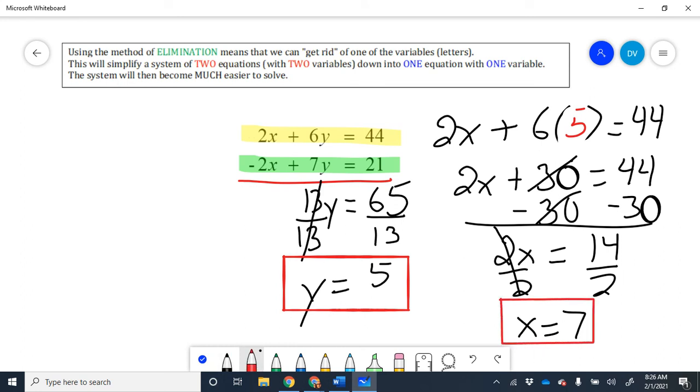Now remember, when we write our solution, we have to put them in the correct order. So will our solution be 5, 7 or 7, 5? Remember, we always want to put the x-coordinate first. So our solution will be 7, the x first, and then the 5. I'm going to write this on top. You don't really need to do that, but the x is 7 and the y is 5.